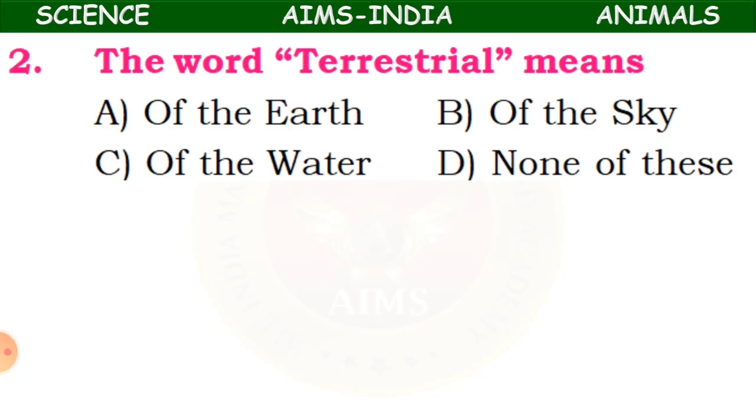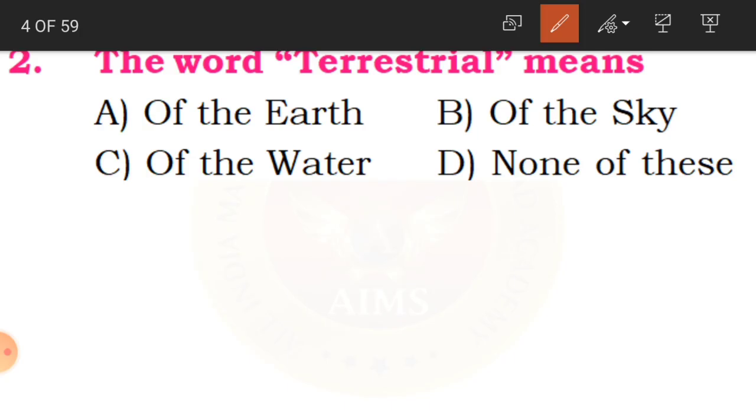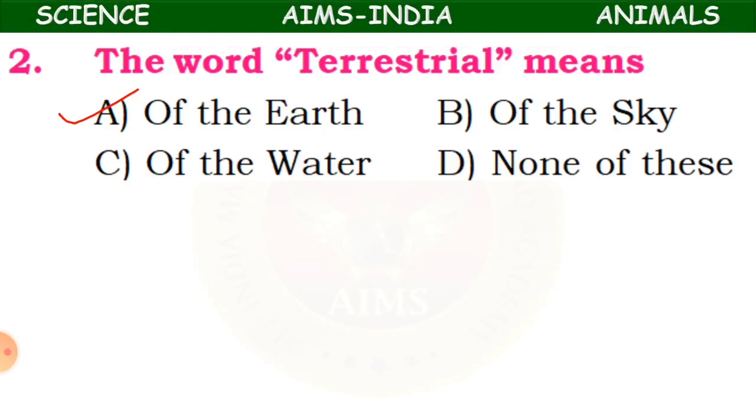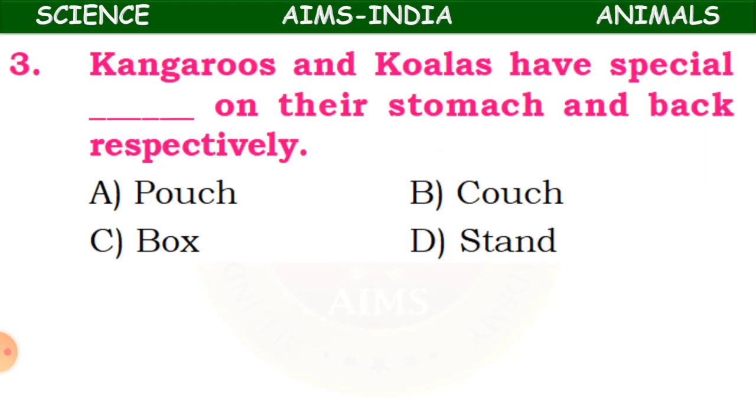Now what does the word terrestrial mean? Just now I said. Is it A, of the earth, B, of the sky, C, of the water, or D, none of these? So which option means terrestrial? It is of the earth. Of the earth. Okay children, all animals that live on the earth are called terrestrial animals. Clear, children? The next question.